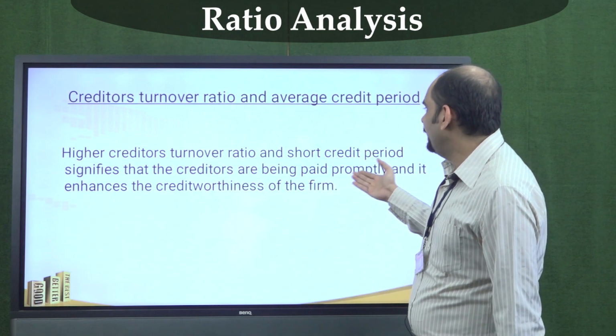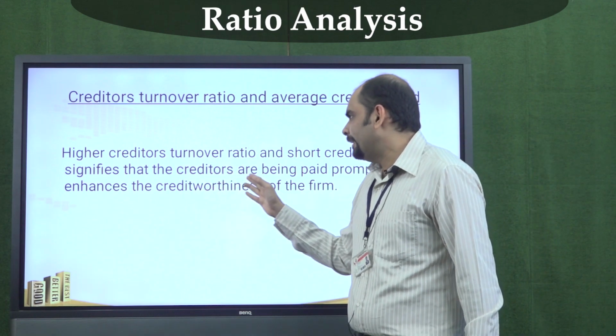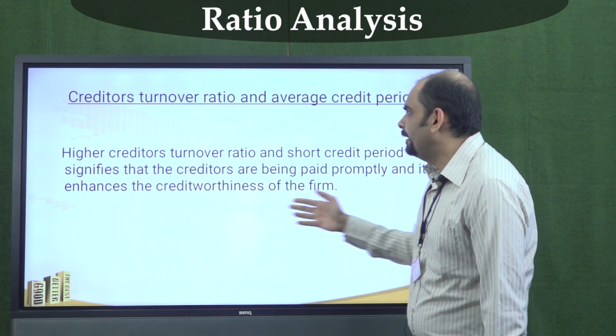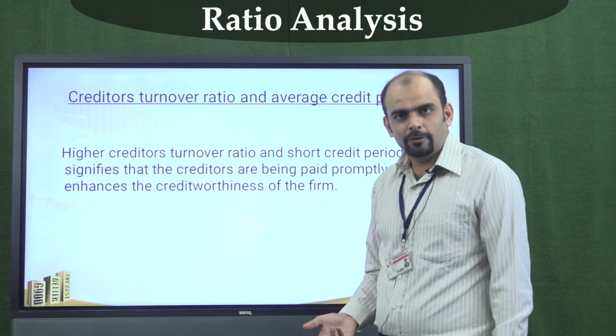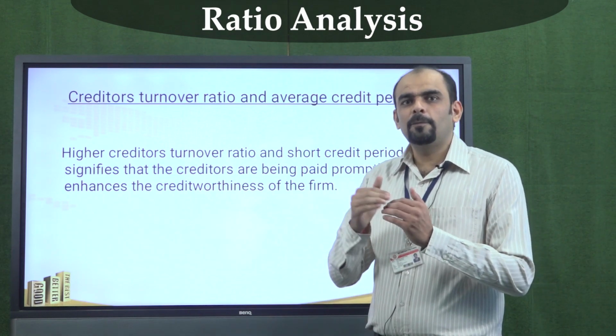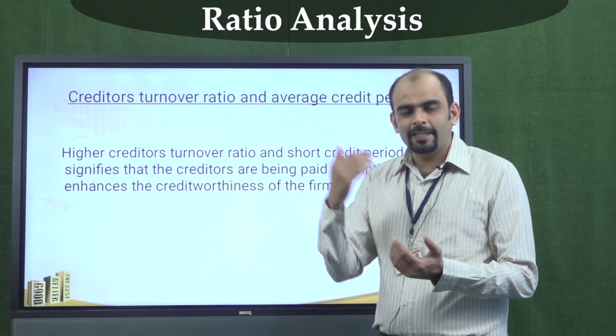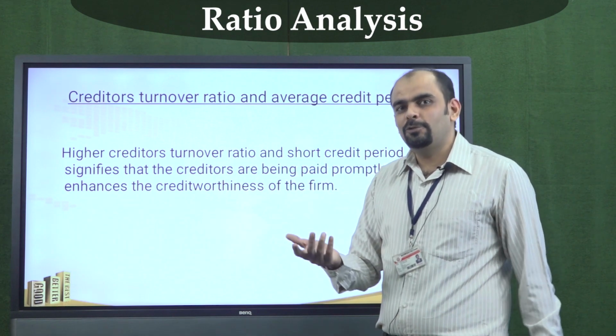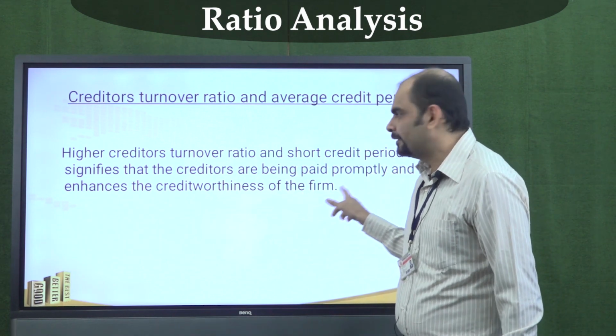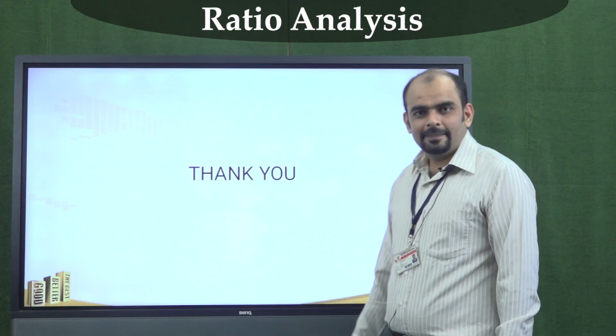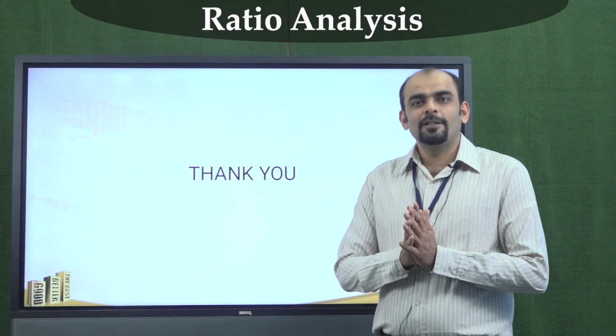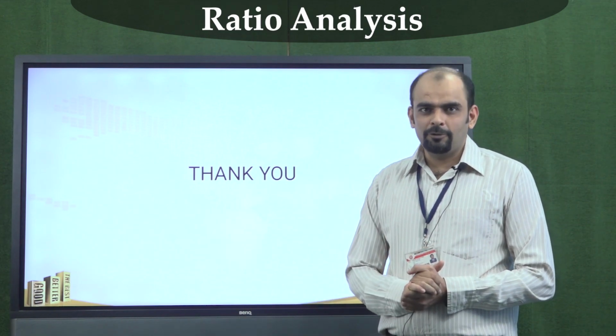This ratio indicates that a shorter credit period signifies the creditors are being paid promptly, and it enhances the creditworthiness of the firm. That is what you should target: you will pay creditors on time so that you can get more credit in the future by increasing the creditworthiness. So that's it for this video. I hope you have understood the overall concept of ratio analysis.